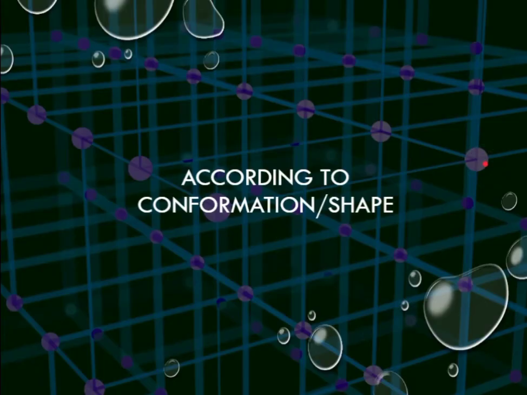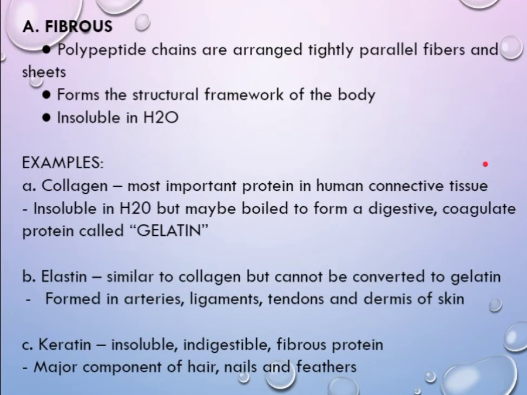Okay, so additional na classification of our proteins is according to the conformation or the shape of the protein. So first we have the fibrous, which is a polypeptide chain that are arranged tightly parallel fibers and sheets. So tightly yung arrangement, parallel. Okay, forms the structural framework of our body. So most of the structural framework of our body is a fibrous protein. And take note, these are insoluble in water.